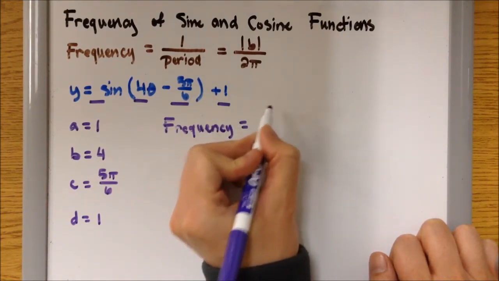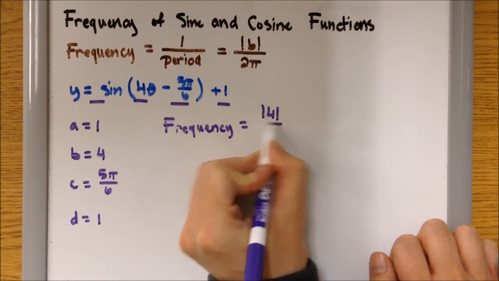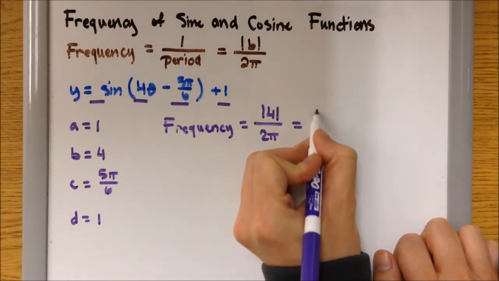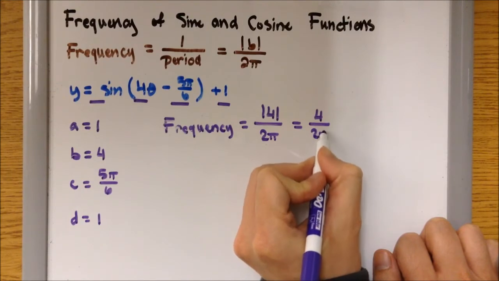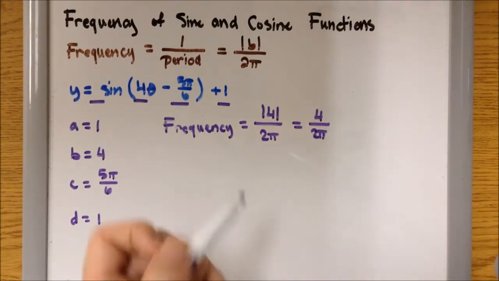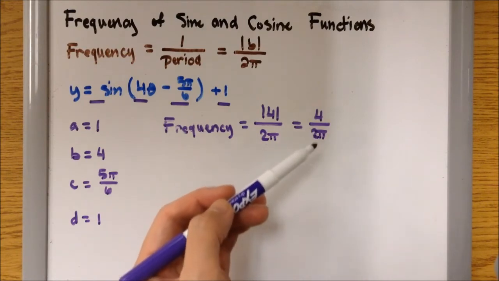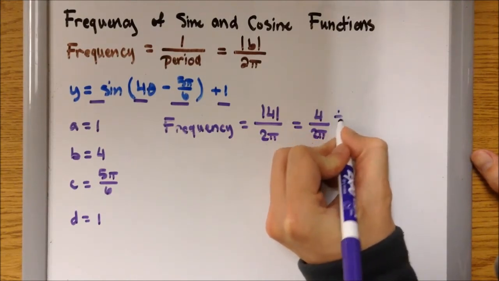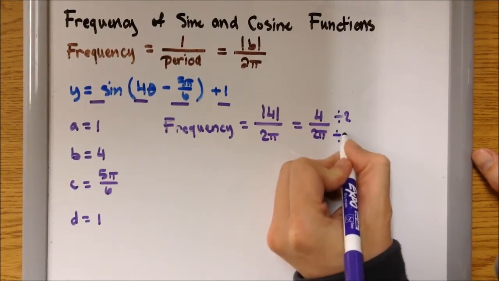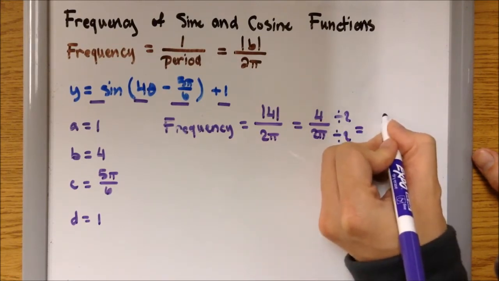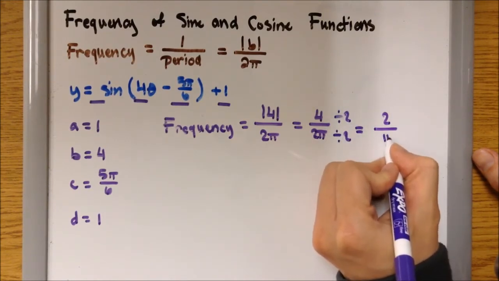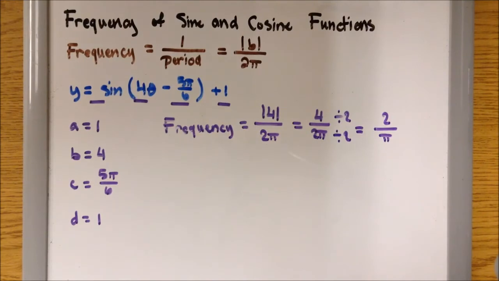Which is the absolute value of b, so the absolute value of 4 over 2 pi. So the absolute value of 4 is just 4 over 2 pi. Now, we can actually simplify this fraction because 4 and 2 have something in common, they're both even numbers. I divide top by 2 and divide bottom by 2. So on the top will be 2. On the bottom, 2 pi divided by 2 would be just pi. So our frequency is 2 over pi.